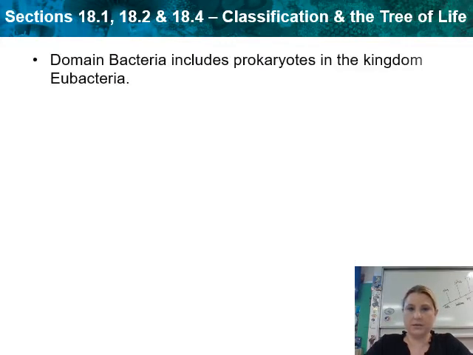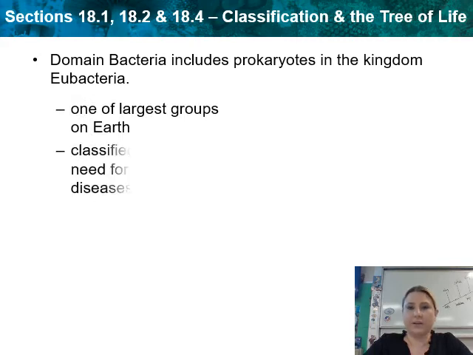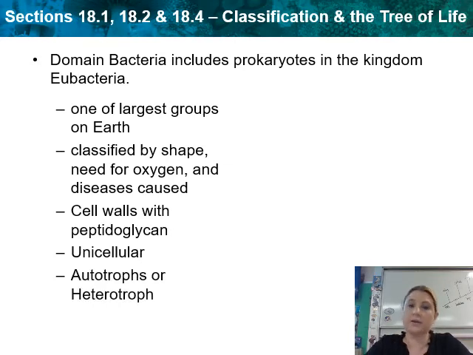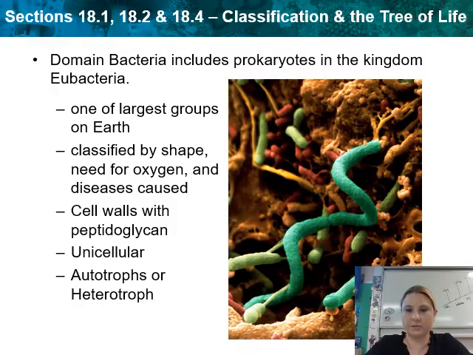The domain bacteria includes prokaryotes in the kingdom Eubacteria. It's one of the largest groups on Earth, bacteria. Classified by their shape, need for oxygen, and they also cause some diseases. They also have cell walls with this chemical called peptidoglycan. They're all unicellular, meaning they're one cell big, and also they can be autotrophs, making their own food, or heterotrophs, where they ingest other things.